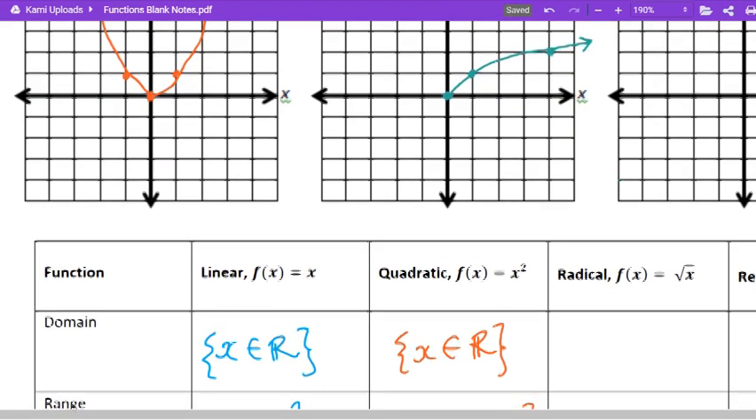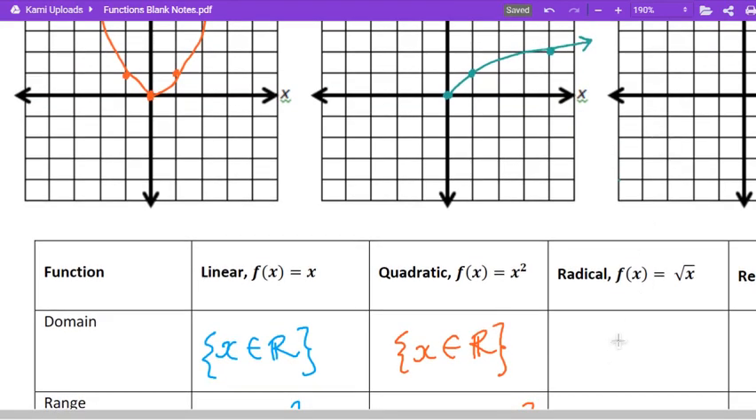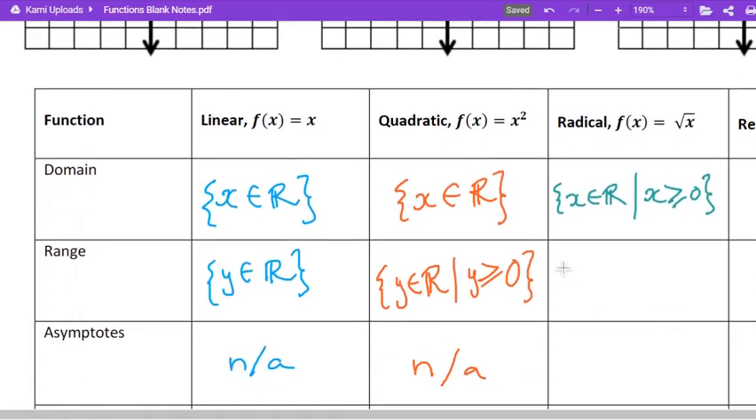And so if I think of this as the parent function, the domain does have a restriction, right? X belongs to R such that, what's the restriction? Yeah, greater than or equal to 0. And the exact same restriction for the range, right? Again, no asymptotes yet.